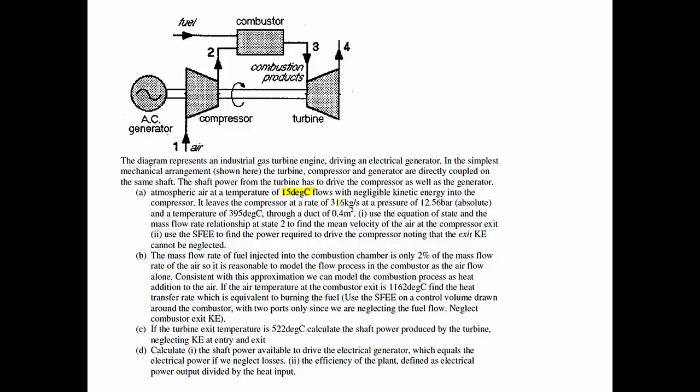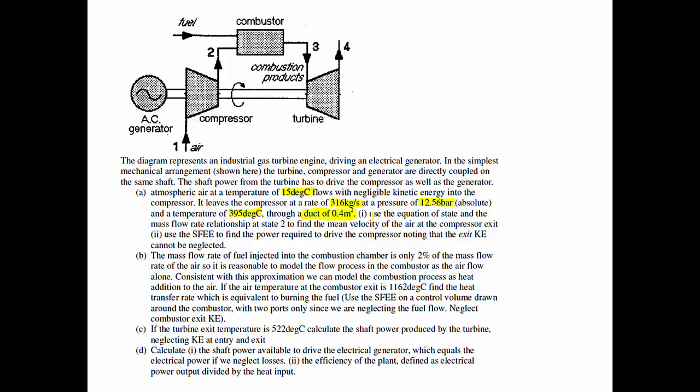So we have a mass flow rate of 316 kilograms per second, a pressure, and some more temperatures, and a duct area. So the minute I see mass flow and duct area, so an area and a mass flow, it means we might be asked to find something like a velocity or a volumetric or mass flow rate later on.